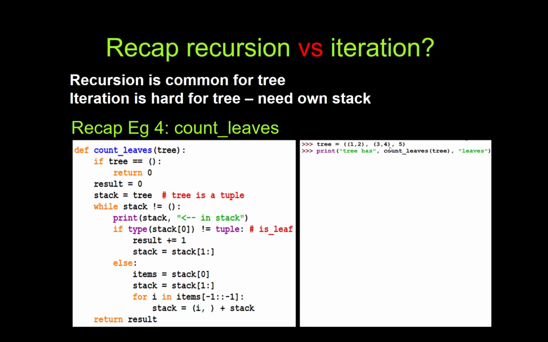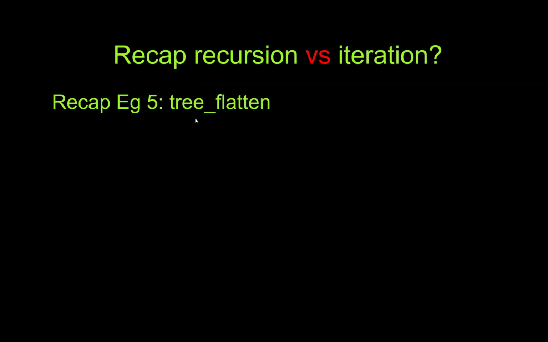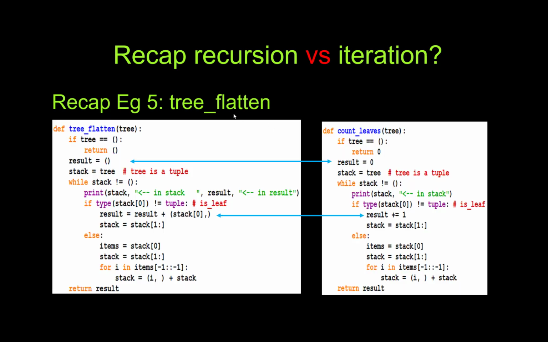For our usual tree, you print tree has this, you will get this. Each line is in the stack at each stage of the processing. This comes from the print statement here, and with this, by examining the stack content at each stage, you can see how this whole routine works. Remember, our tree flatten routine is from our count leaves routine. Now we know how to do count leaves iteratively. We can adapt it to do it for tree flatten.